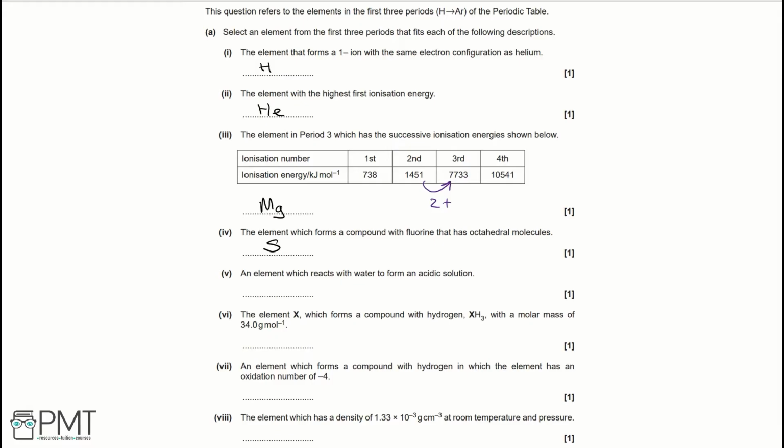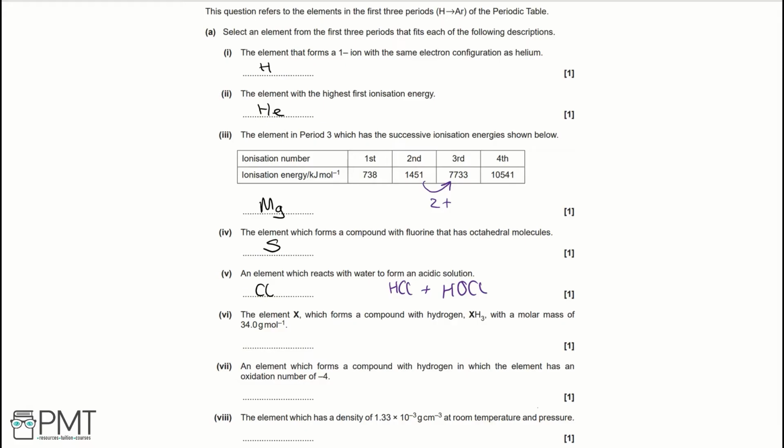Part 5. An element which reacts with water to form an acidic solution. An example of this would be chlorine, and the solution that chlorine would form would be a mixture of hydrochloric acid, so HCl, and hypochlorous acid, which is HOCl. Both are acids, so would be an acidic solution, and therefore to get the mark for part 5, you write chlorine on the answer line. Alternatively, fluorine would be an acceptable answer to part 5 and would form hydrogen fluoride and hypofluorous acid.